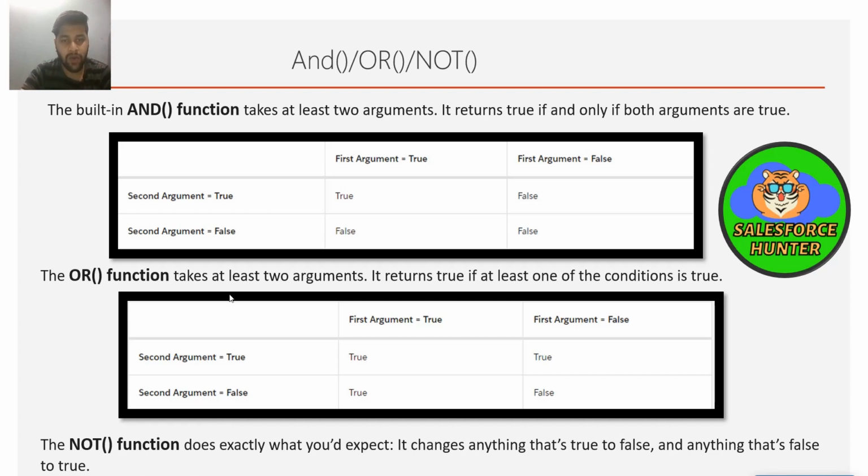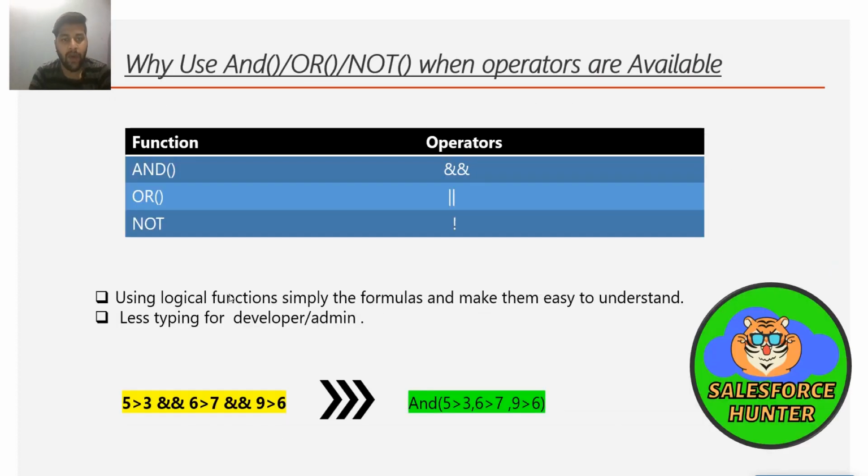Now let's look into something else related to AND, OR, and NOT. Why do we need to use the AND, OR, or NOT functions when we have operators available for it? You can go back and watch the previous video where I explained the operators, and I will also add the link for that. Both functions and operators do the same thing, so why do we need the functions when we already have operators? There are two points to support this. The first is that using logical functions simplifies the formulas and makes them easy to understand, like what we have written.